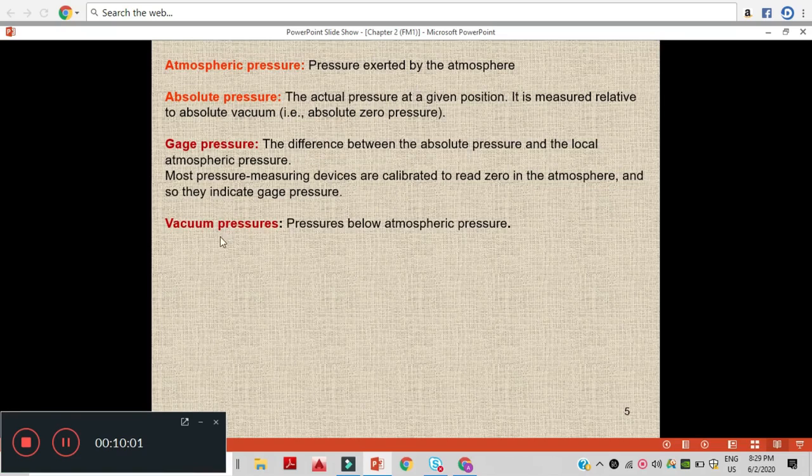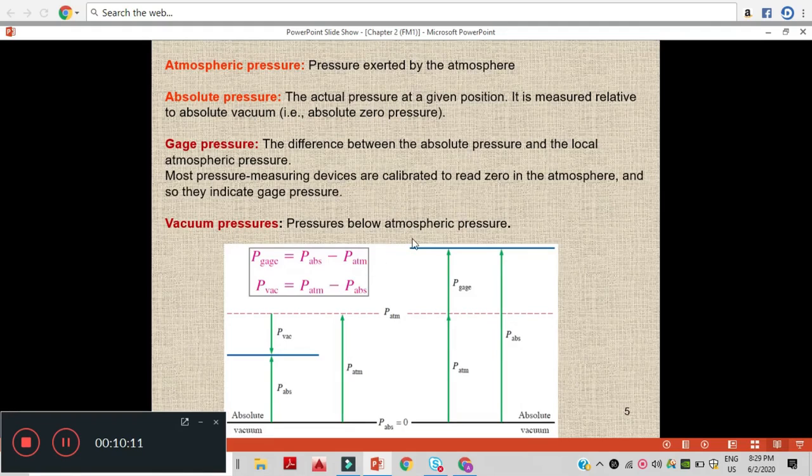And then there is vacuum pressure. Vacuum, meaning the pressure below the atmospheric pressure, is called vacuum pressure. So here is the chart that will explain how we can measure the gauge pressure and vacuum pressure.